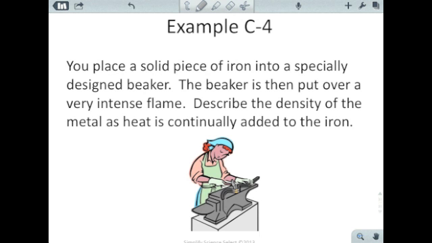Example C4, you place a solid piece of iron into a specially designed beaker. The beaker is then put over a very intense flame. Describe the density of the metal as heat is continually added to the iron. The answer that you should get is that density decreases. You should be able to tell me why.